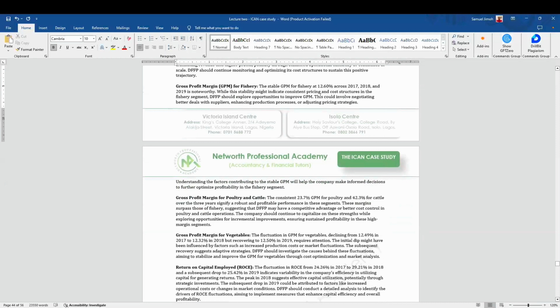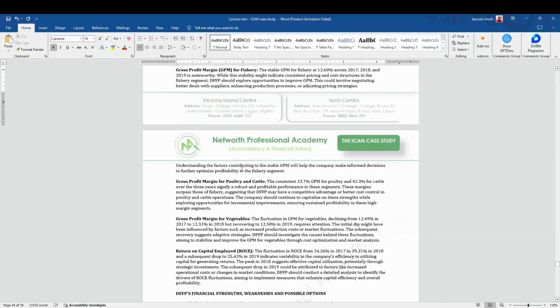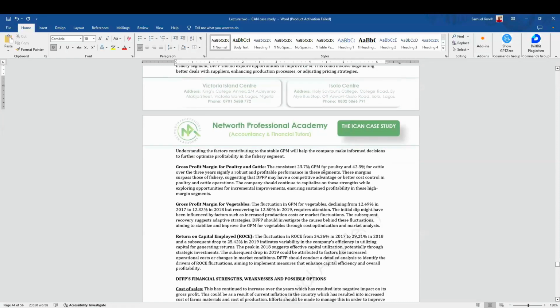The stable gross profit margin for fishery at 12.6% across 2018 and 2019 is noteworthy. This stability might indicate consistent pricing and cost structure in the fishery segment. DFFP should explore opportunities to improve gross profit margin. This could involve negotiating better deals with suppliers, enhancing production process, or adjusting pricing strategies. Understanding the factors that contribute to the stable gross profit margin will help the company to make informed decisions.